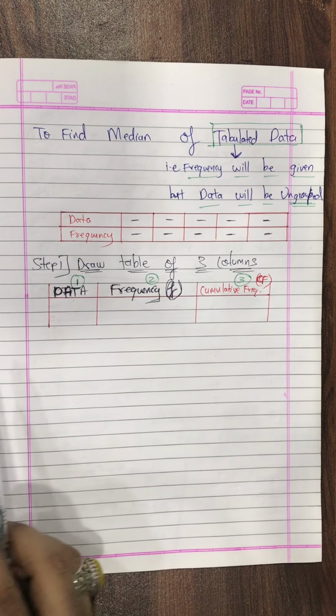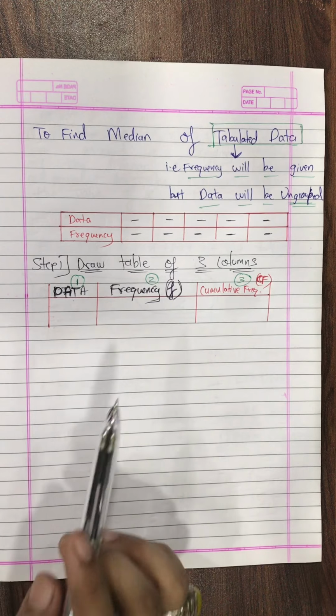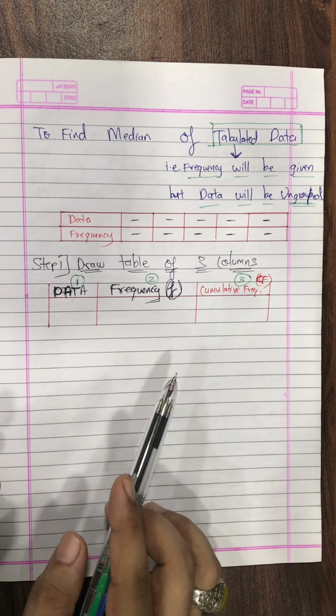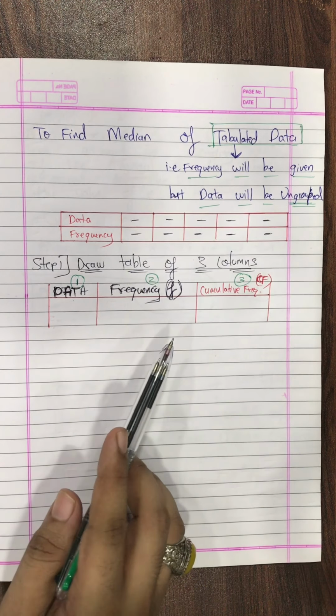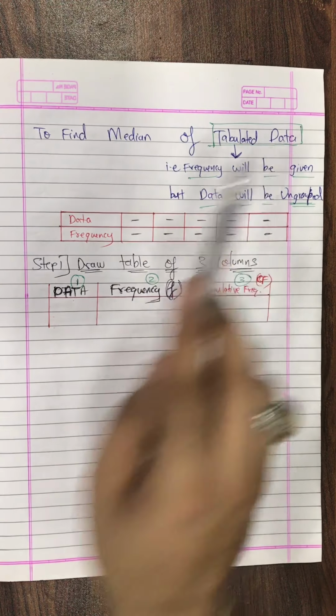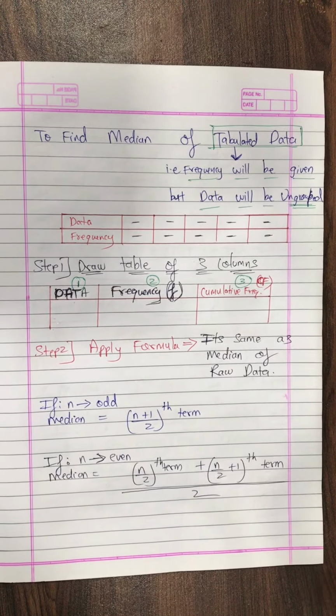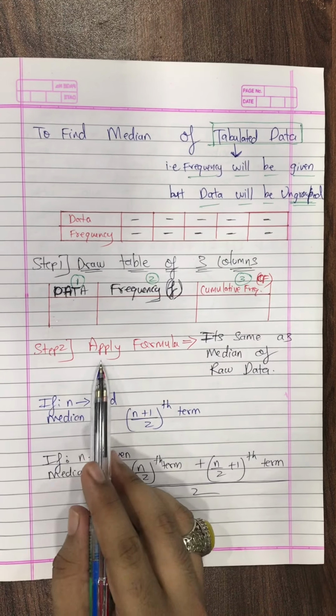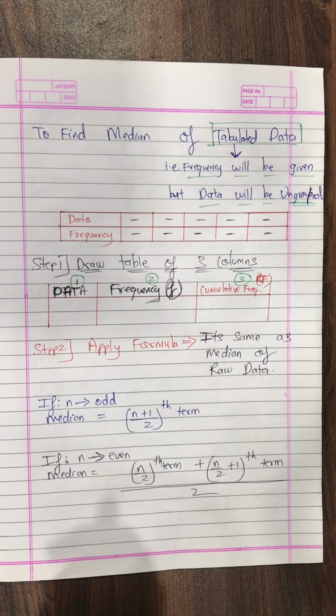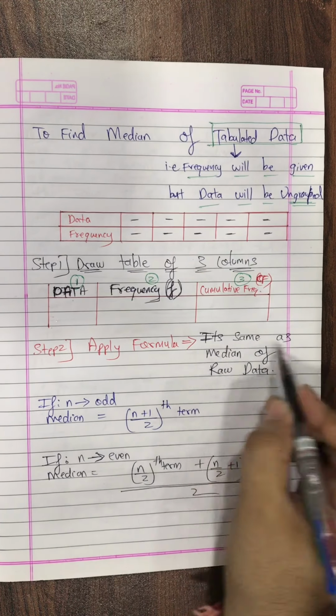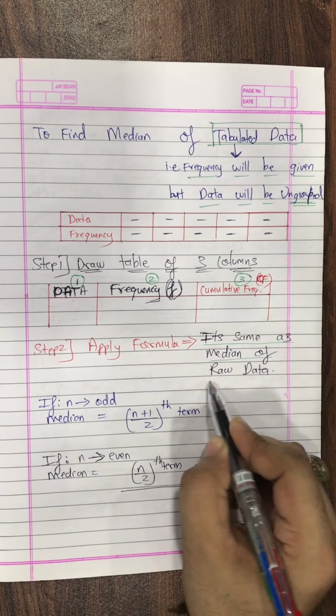Step 2, we just have to apply the formula, and the formulas are exactly the same as what we did in the previous lecture to find the median of raw data. Let me once again write the formulas. Okay, students, please see here. Apply formula. What I have written is exactly the same as the median of raw data.